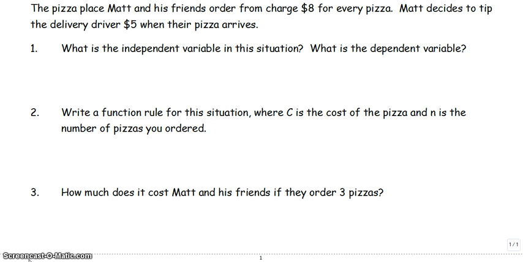First thing we want to discuss is what is the independent variable and what is the dependent variable. In order to identify these, we have to be able to identify what the variables are in general. In this case, there's two things that we don't know. We don't know, first, the cost, or I should say total cost. We also don't know how many pizzas that Matt and his friends ordered, so the number of pizzas.